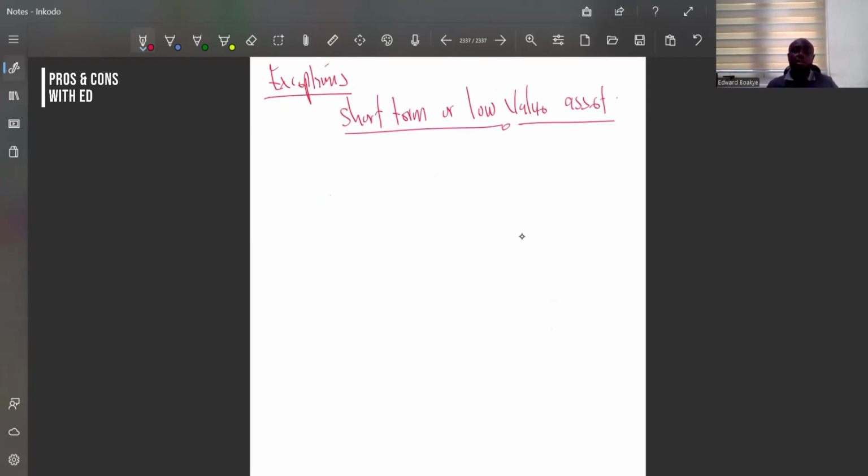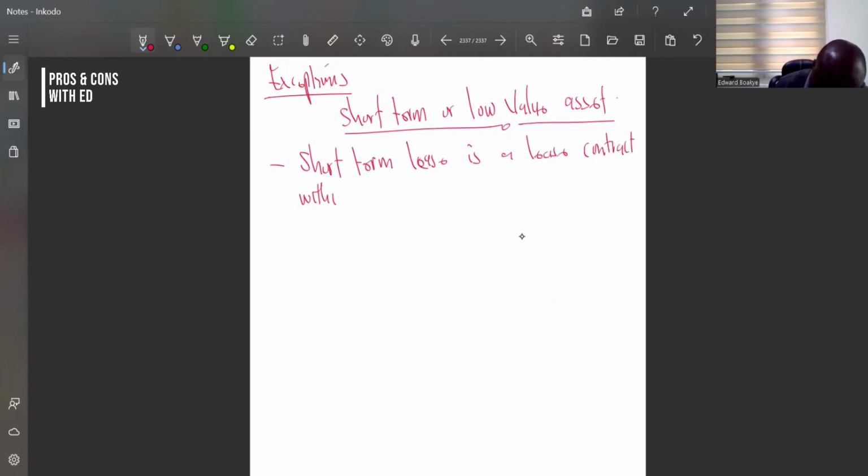A short-term lease is a lease for which the term is 1 year or less. The term is just 12 months. That's all. So a short-term lease is a lease contract within 1 year, or let's say 12 months. A lease contract within 12 months.